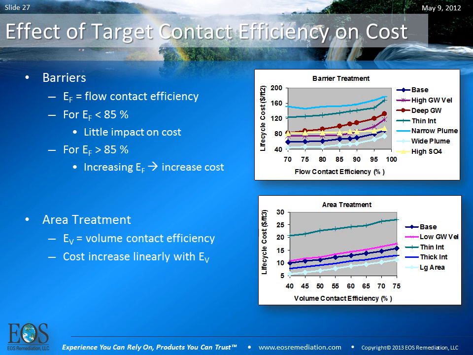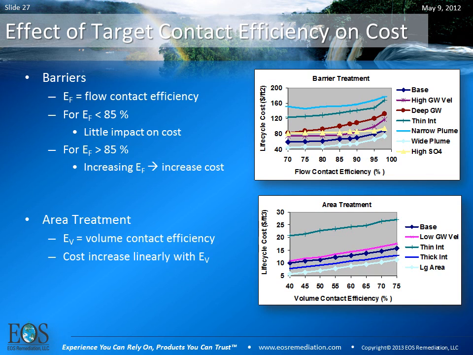And this is basically a variety of different setups. If you had deep groundwater, you had high groundwater velocity. If you had thin interval, you had narrow plume or wide plume or high sulfate. So there's a bunch of options there that were looked at that we typically see, and in summary, basically you don't see a lot of impact until you get beyond 85%.